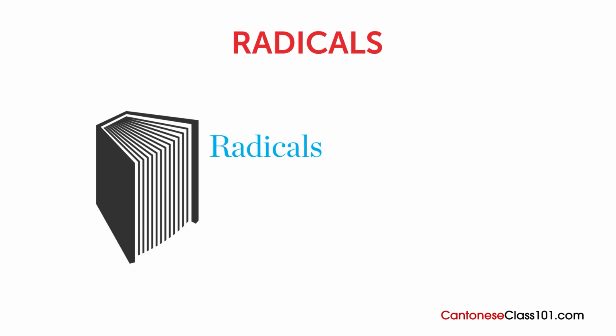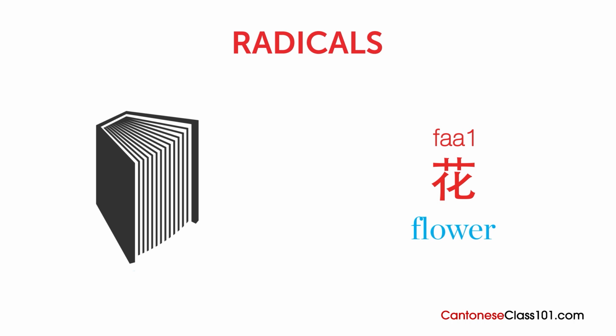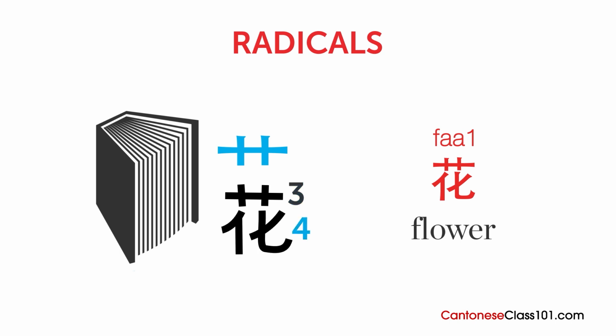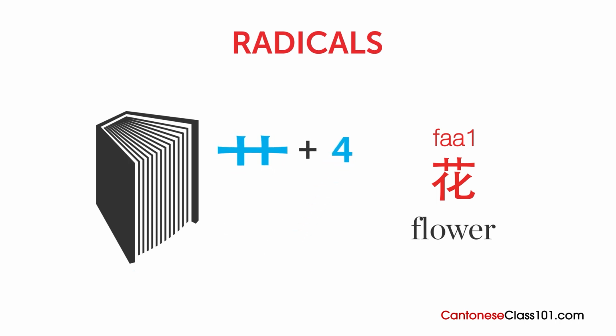Starting from the least stroke count. For example, to search for the word fa, flower, first you find the grass radical under the 3 strokes index. Then you count the extra strokes excluding the radical. In this case, there are 4 strokes, so under the grass plus 4 strokes section, you will be able to find the character fa, flower.